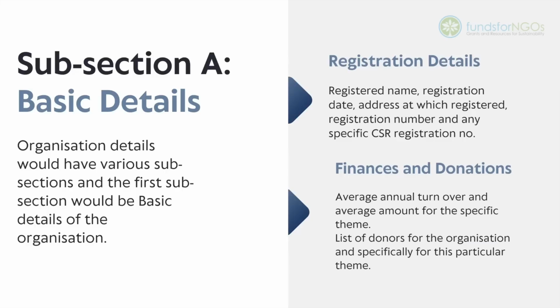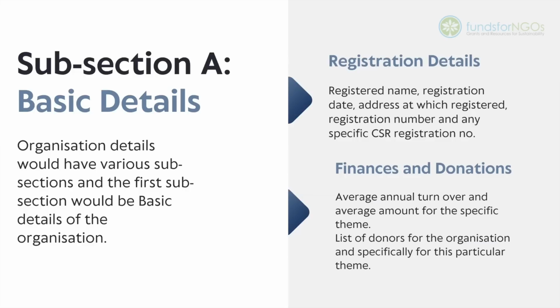Second, organizational finances and donation details. This would include average annual turnover and average amount for the specific theme. Average of number of years depends again on the policy in the respective countries. For example, it's for 3 years in India. If there is no such information mentioned in your country, you could default to using 3 years.